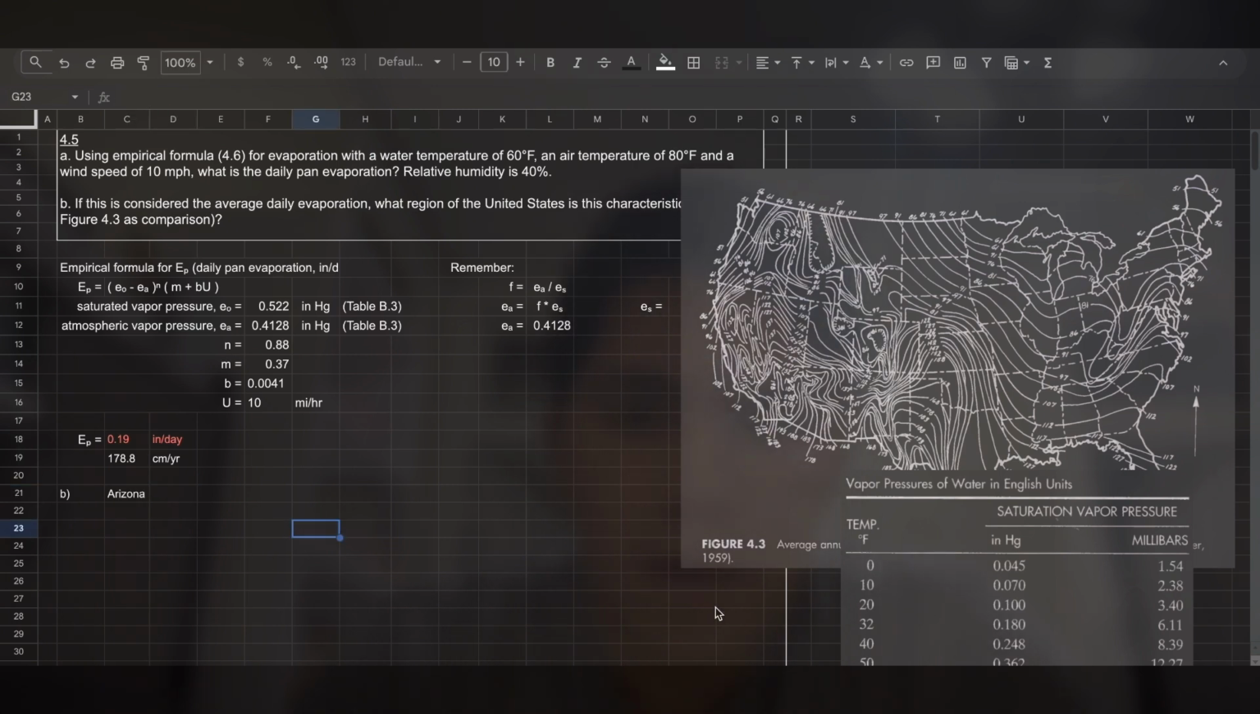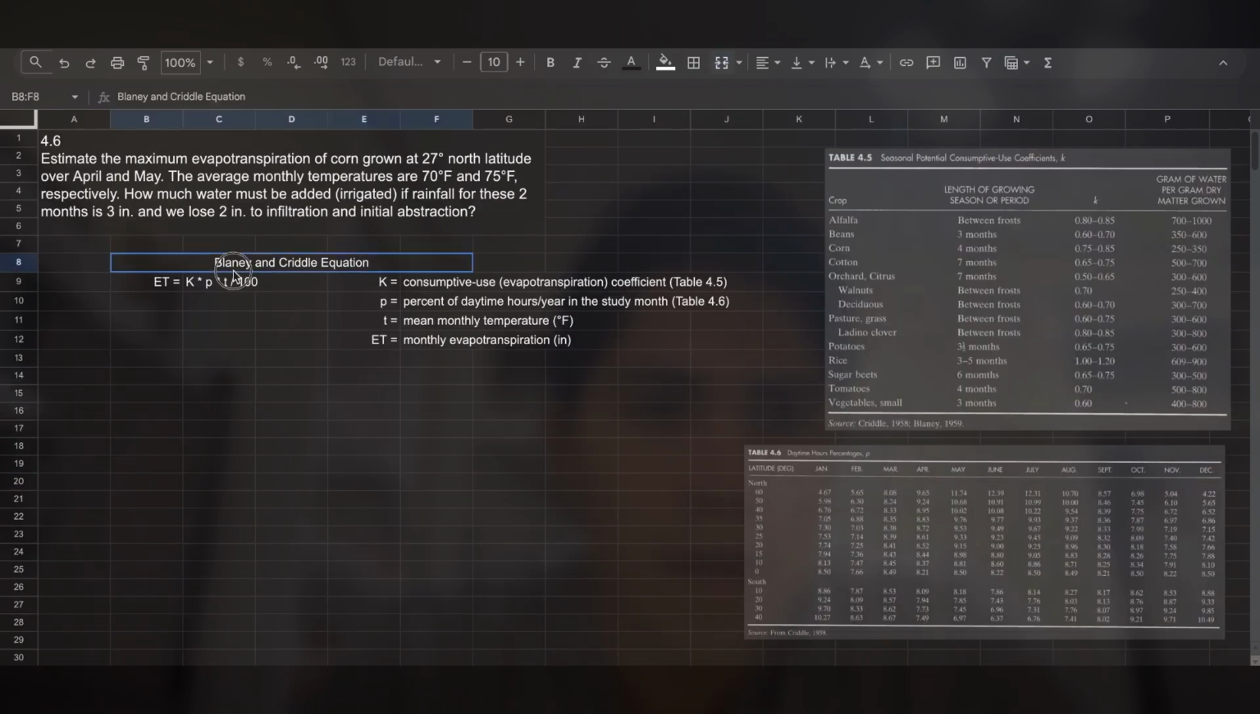Okay, that was 4.5. And the last problem, we're going to use the Blaney and Criddle equation again. It says: estimate the maximum evapotranspiration of corn grown at 27 degrees north latitude over April and May. The average monthly temperatures are 70 Fahrenheit degrees and 75 Fahrenheit degrees respectively. How much water must be added if rainfall for these 2 months is 3 inches and we lose 2 inches to infiltration and initial abstraction?